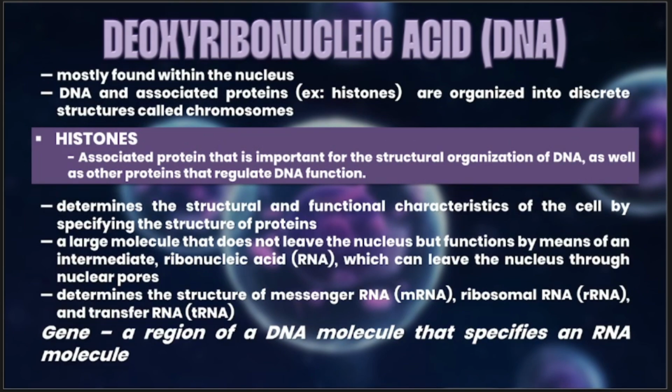Next, we have deoxyribonucleic acid, or the DNA, which is mostly found, again, within the nucleus. Okay? DNA and associated proteins, such as histones, are organized into discrete structures called chromosomes. DNA determines the structural and functional characteristics of the cell. It's also a large molecule that does not leave the nucleus but functions by means of its intermediate, which is RNA, which can actually leave the nucleus through the nuclear pores.